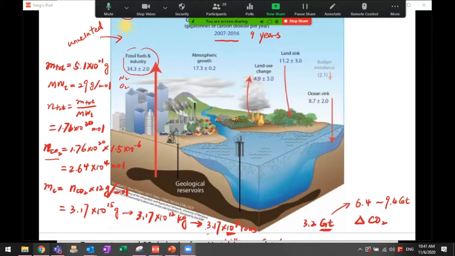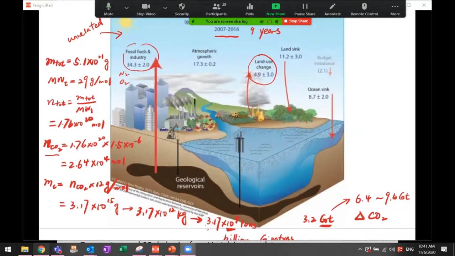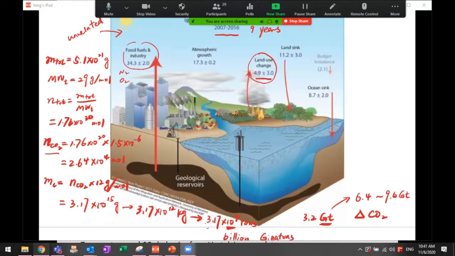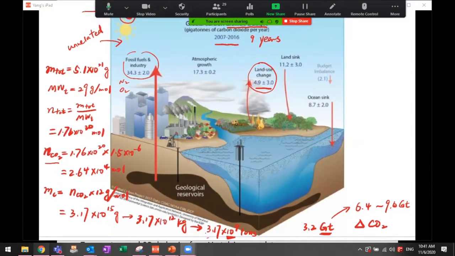We can also have the land use change. This is biomass burning, right? If you think about South Africa, they use this burning process to regenerate the farmland, so this process also generates carbon dioxide. There are also sinks for the carbon dioxide. There are land sinks, basically the forest, for example, the Amazon forest, which uses photosynthesis to fix the carbon back into the earth, right?